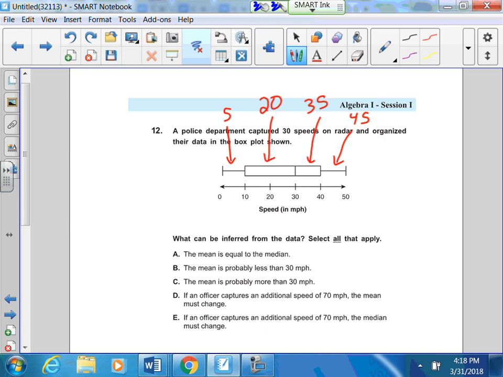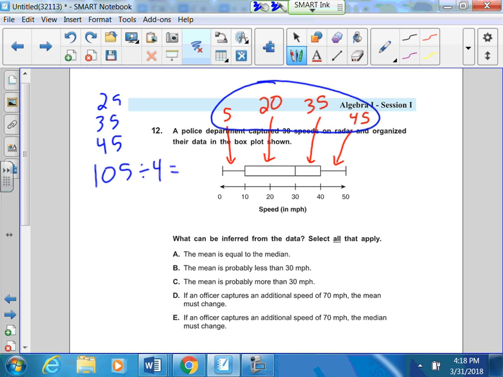All right, so let's just say we want to find the average of all of it. Well, you add all those numbers together: 5, 20, 35, and 45. If you add those together, you get 105. And then we're going to divide by 4, which is approximately 26. So that would be a good estimate of the mean based on the box and whisker plot. Now, we don't know for sure, but that's what we're going to estimate it as.